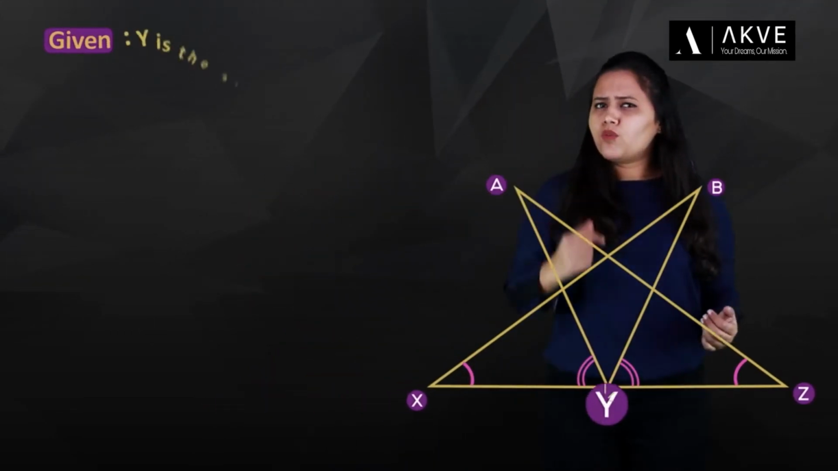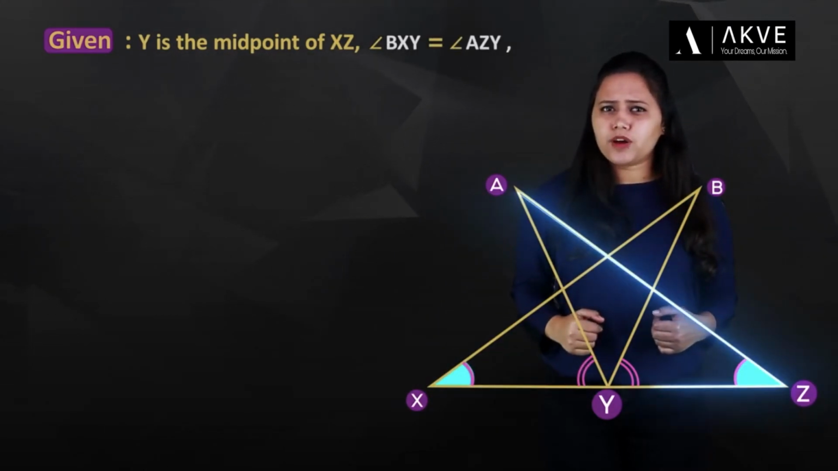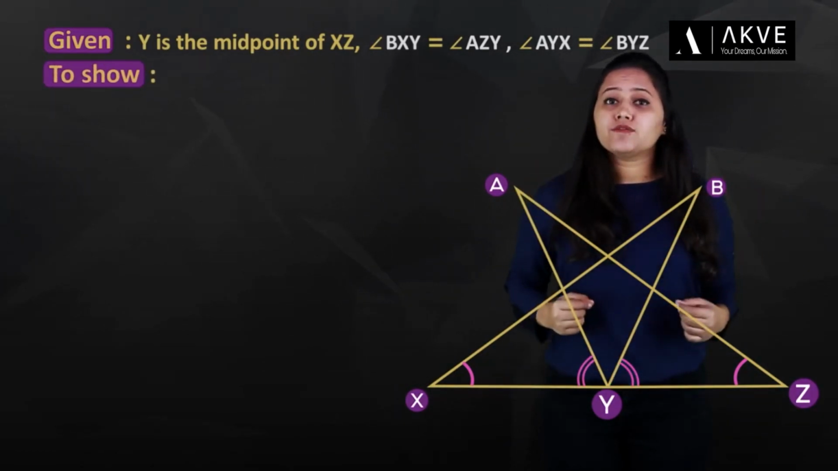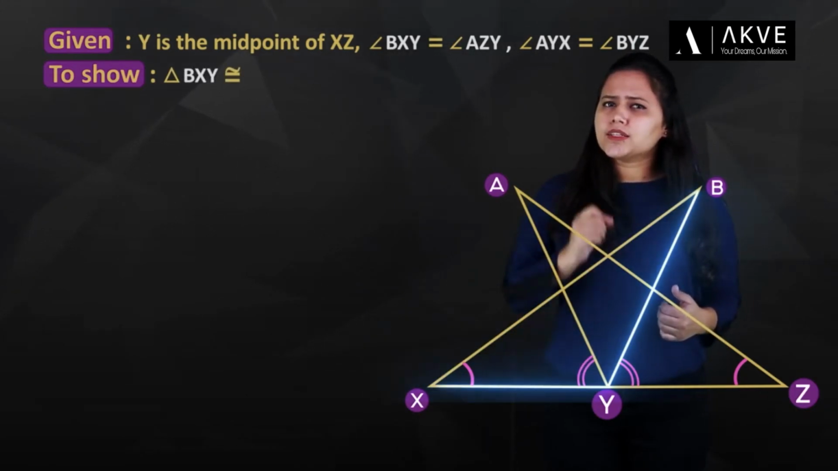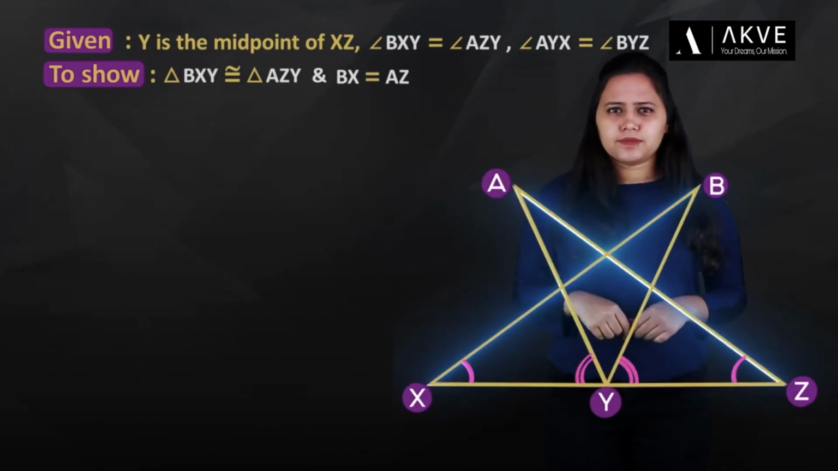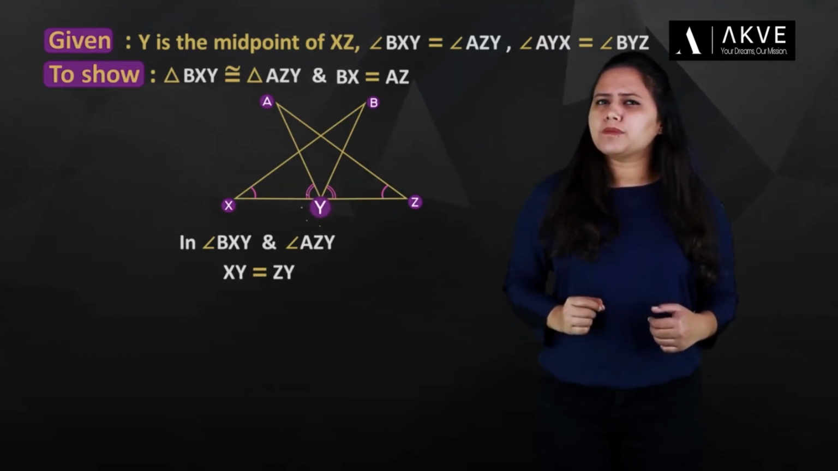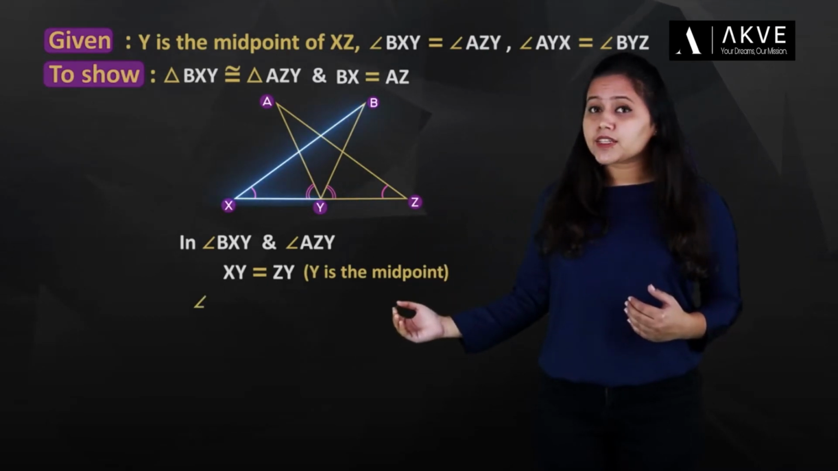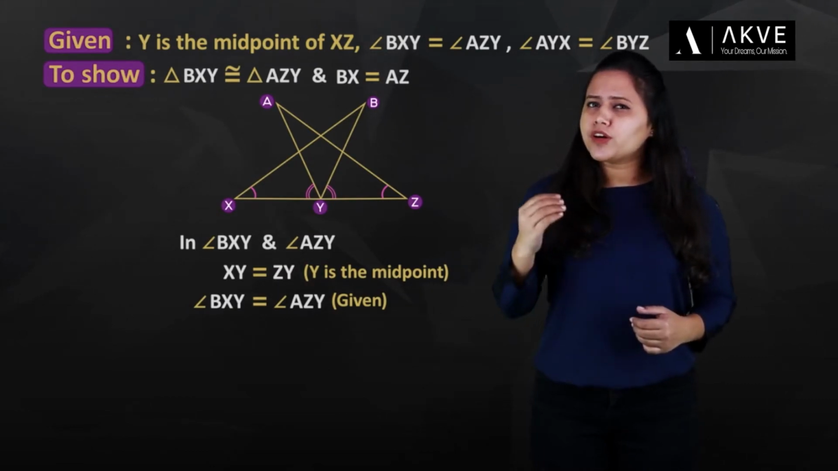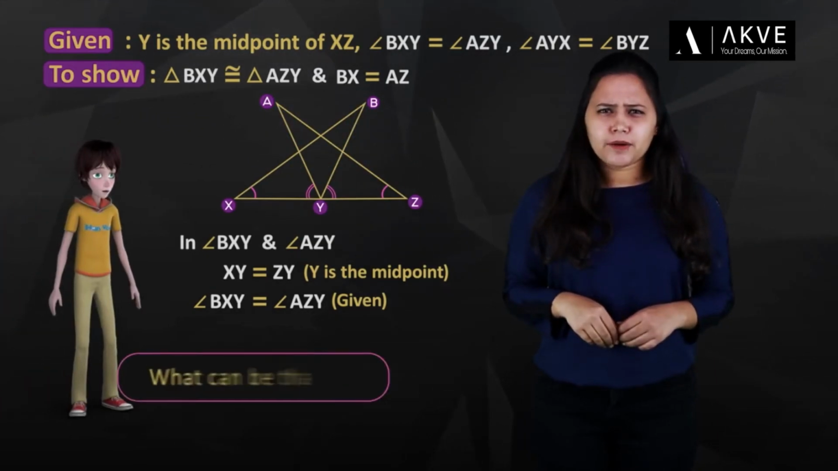In this figure, Y is the midpoint of XZ, angle BXY is equal to angle AZY and angle AYX is equal to angle BYZ. We have to show that triangle BXY is congruent to triangle AZY and BX is equal to AZ. It is already given that XY is equal to ZY as Y is the midpoint of XZ and angle BXY is equal to angle AZY. We have to find one more pair of corresponding parts to prove that both the triangles are congruent. What can be that pair?